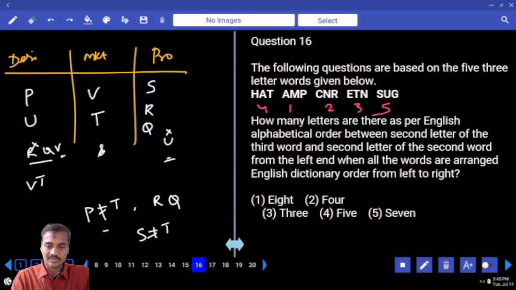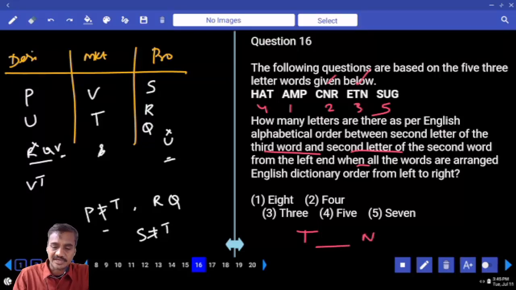Now we need to find out the second letter of the third word. What is the third word we have? ETN. What is the second letter we have? T. And the second letter of the second word from the left. Now what is the second word from the left? CNR. And what is the second letter? N. Now between T and N, how many letters are there? 5. That is the choice for question number 16.